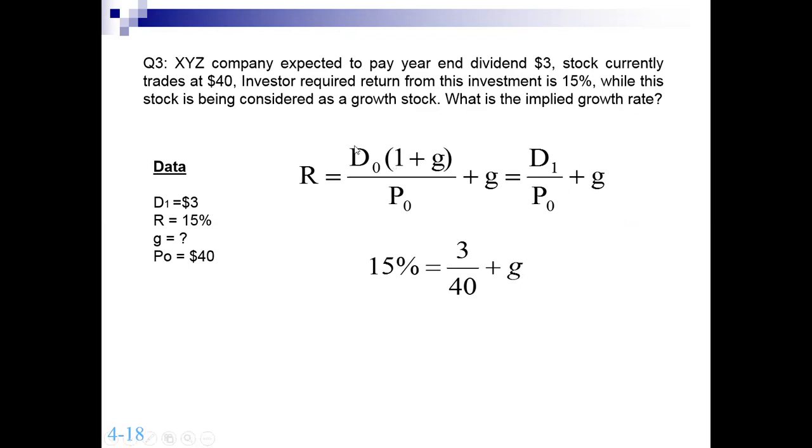If you are more comfortable with this one, you can apply this one, or you can go directly to this one. So 15% is the R which is given, D1 is 3, P naught is 40, and you are trying to find growth. I'm expecting that your basic mathematics will help you get a growth rate of 7.5%. It is possible that your calculator gives you 0.075. In that situation, you can multiply it by 100 to convert it into a percentage.